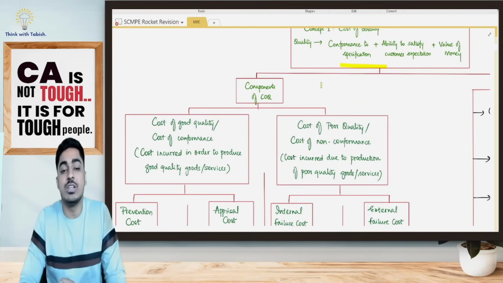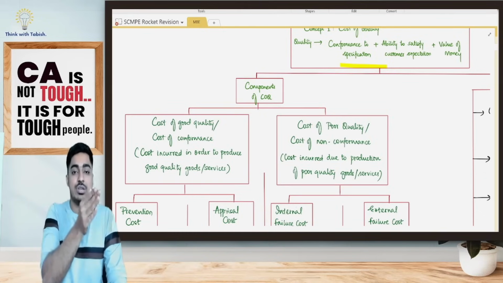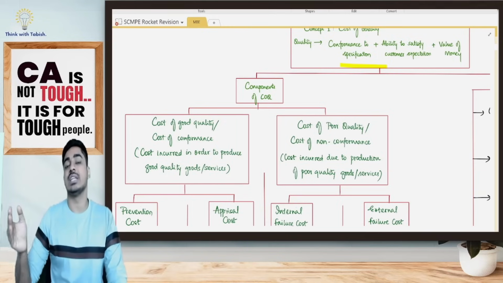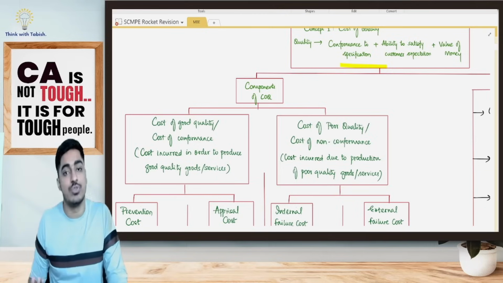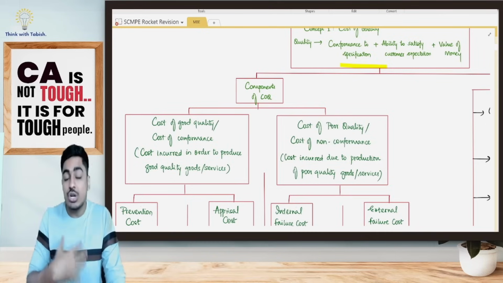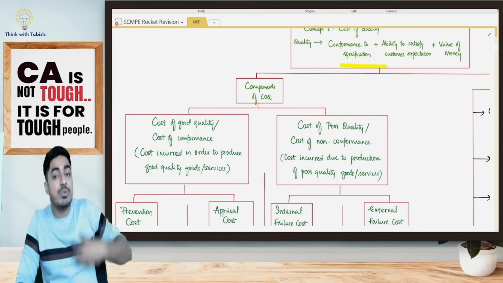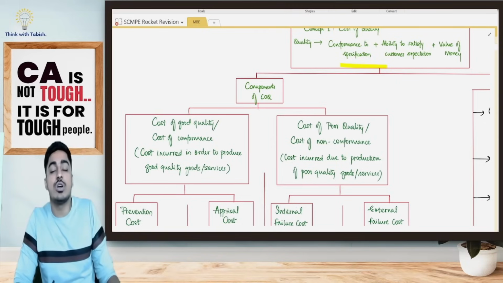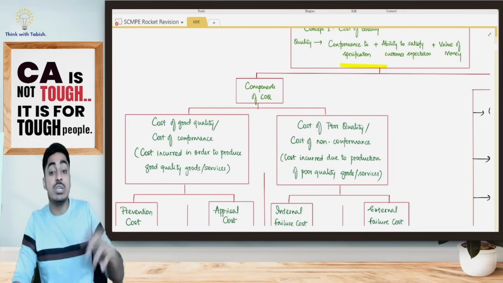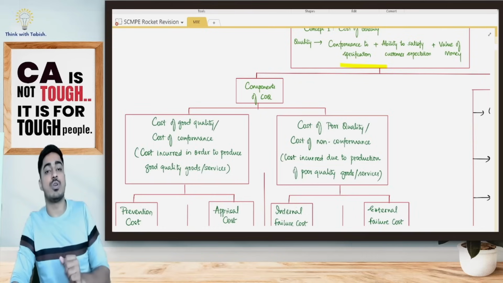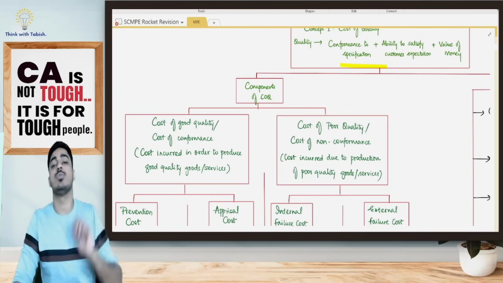Either you have to pay the cost now, or you have to bear the cost later. So there are 2 components of cost of quality. Either you incur the cost now, that is either you incur cost of good quality, or you incur the cost later, that is either you incur cost of poor quality. Now what is cost of good quality? It is the cost incurred in order to produce good quality goods or services. I am incurring the cost so that I produce good quality goods or services. What is cost of poor quality? Yes, it is the cost incurred because I have produced poor quality goods or services. Because I have produced poor quality goods or services, I have to go for rectification, etc., etc. That is my cost of poor quality.